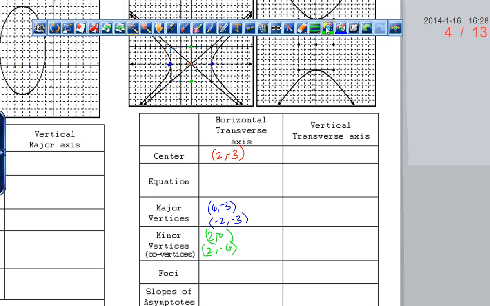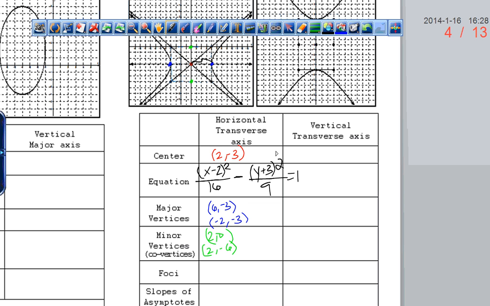I think we're ready to go ahead and write the equation. Since it's horizontal, that means x goes first, so x minus 2 squared. And then the distance from my center out is 4 units, so 4 squared is 16. And then it's a minus symbol, that's just what hyperbolas have. And then y, and it's opposite, so plus 3 squared over, and my distance in y is 3, so 3 squared is 9, and then always equals 1.